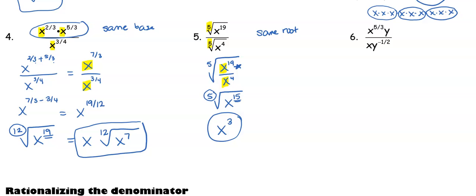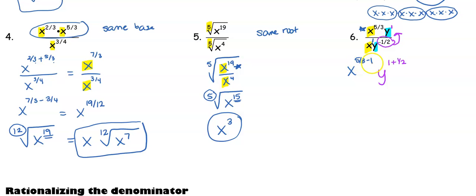Number 6. So we've got two different pieces here. I've got the same base of x, and I've got the same base of y. So if I look at the x's first, we've got 5/3 and 1. Who wins? The top wins. So I have 5/3 minus 1. With the y's, I have a negative exponent. I'm going to move that to the top. Don't forget that this is really an exponential value of 1. So that becomes 1 plus 1/2.